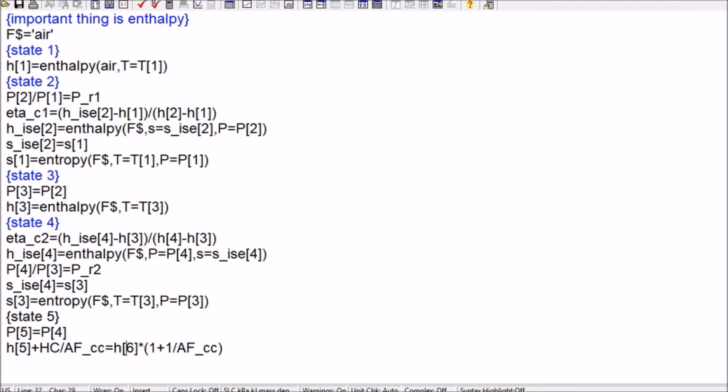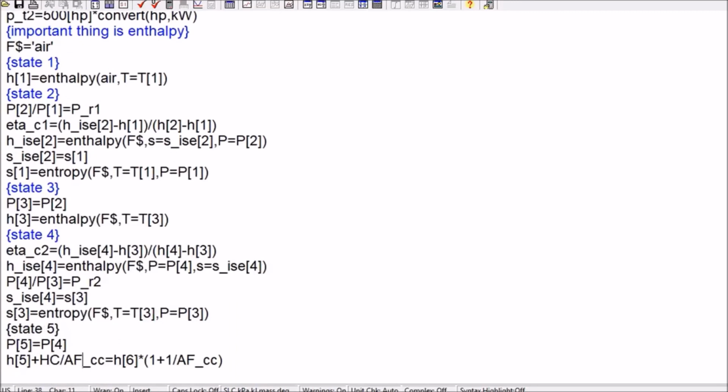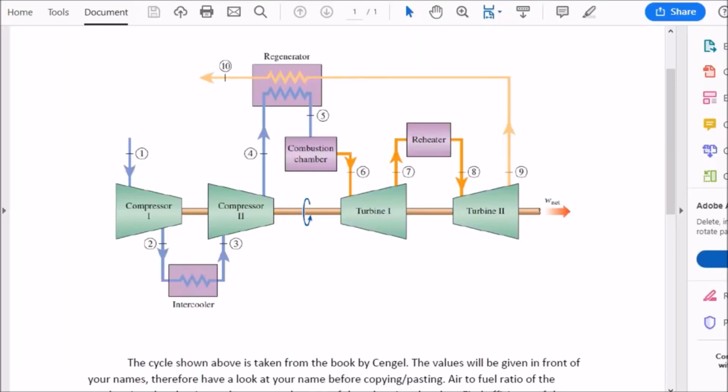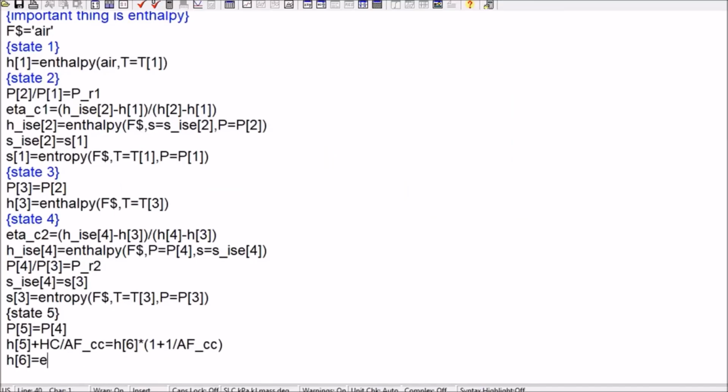For H6, T6 is there, and P6 is the same as P5, and P5 is the same as P4, therefore pressure is known. Therefore we can find H6 as the enthalpy of air. Again, the working fluid is air, P is P6, T is T6, so this part is okay. What we will do is assume the air to fuel ratio as 150. This is assumed.